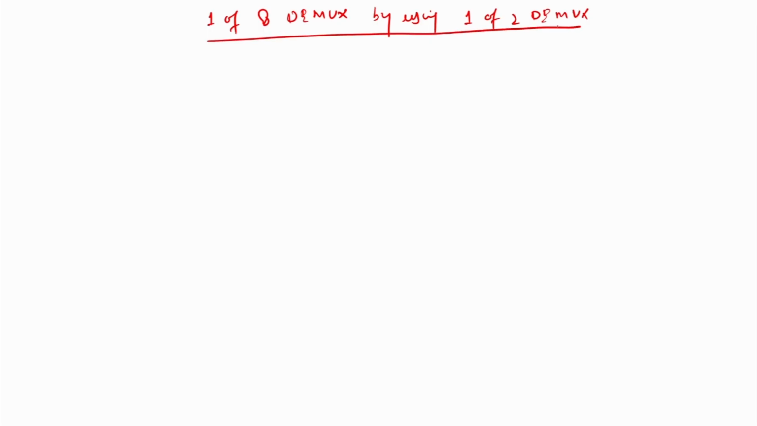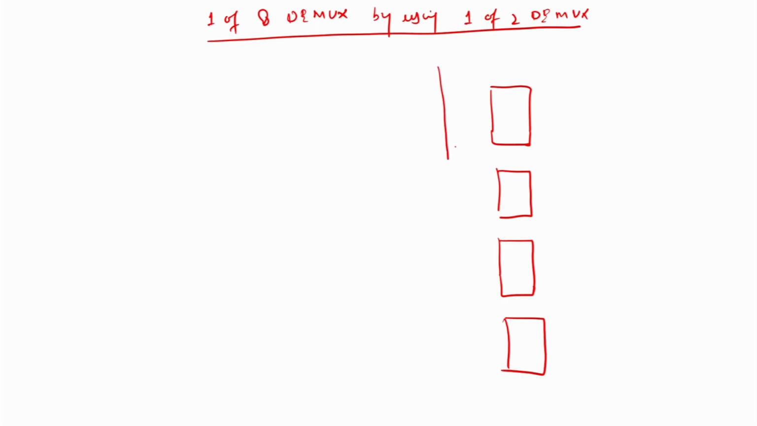Similarly, how do we implement a 1 of 8 DMUX by using 1 of 2 DMUX? Here, for representing 8 outputs, how many 1 of 2 DMUX are required? 4 DMUX are required, each of size 1 of 2 DMUX. In this stage there is one selection line, and that selection line is common in all.